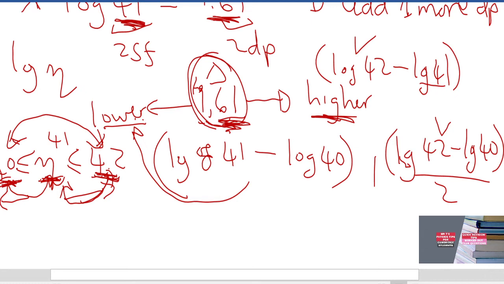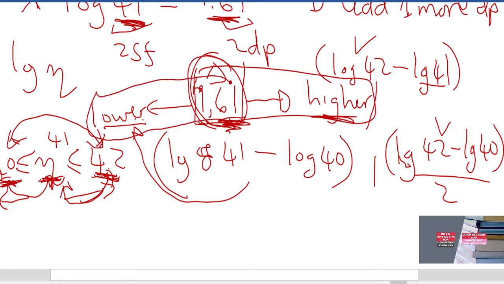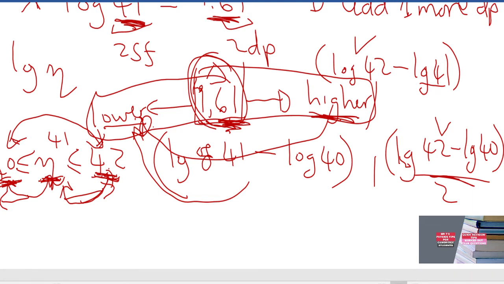So if you have chosen to go this minus that, please stick to that throughout, or this minus that divided by 2. Remember, highest minus lowest is always divided by 2. Now if you work that out, you should get 0.01.